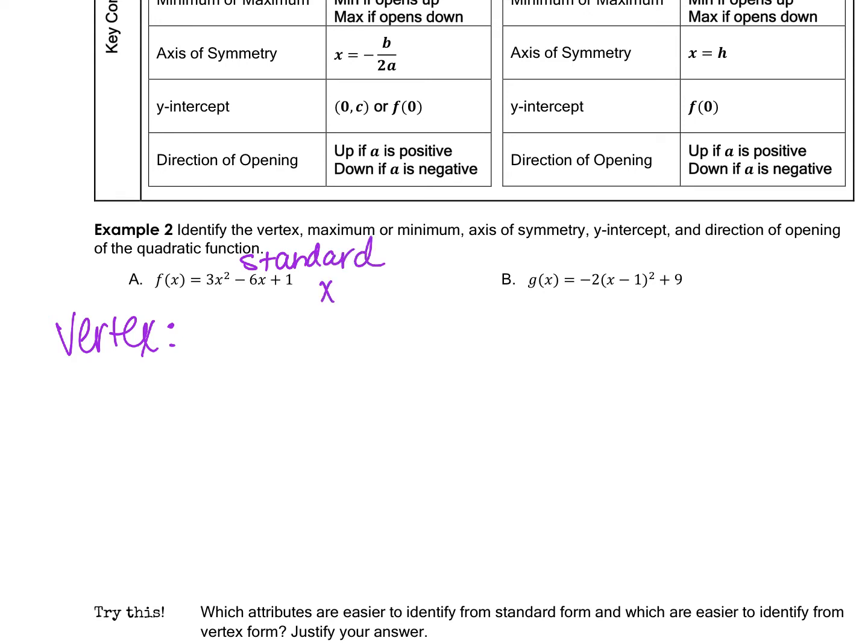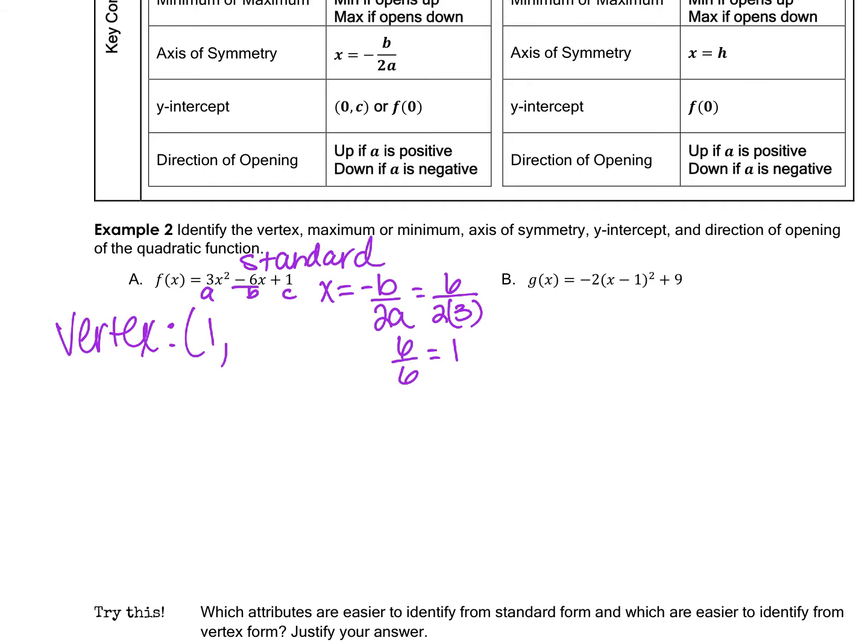to find the vertex, you're going to find the x value by plugging into the formula negative b over 2a. So this is your A term, this is your B term, and this is your C term. The C term is actually your y-intercept. So if it's in standard form, C is your y-intercept. So I'm going to plug in. Notice B in the formula is negative, but B is -6. So that will make it +6 over 2 times A, which is 3. So that would be 6 over 6, which equals 1. So there's the x value of your vertex.